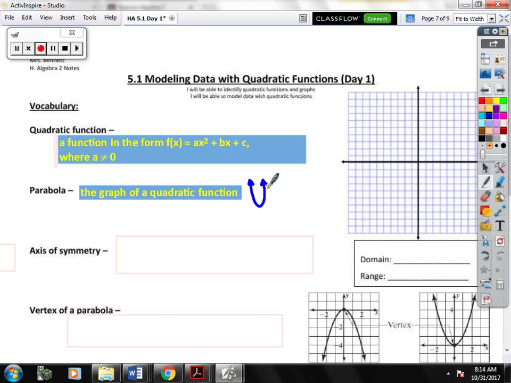It also can be downward facing, so if it's reflected about the x-axis. And a lot of the stuff that we learned about absolute value functions, like shifting left, right, up, down, that's going to apply to quadratics too, the translations.